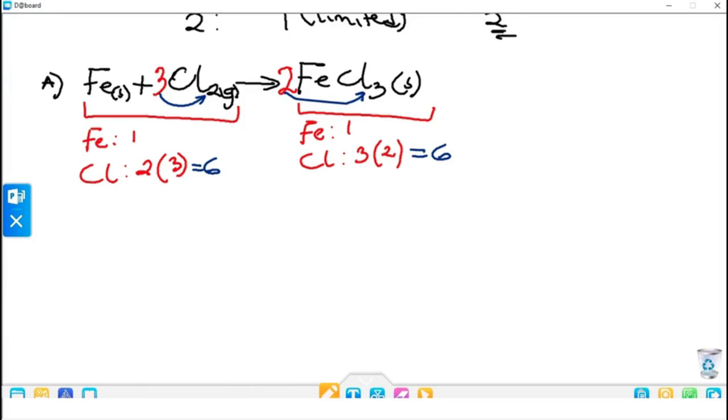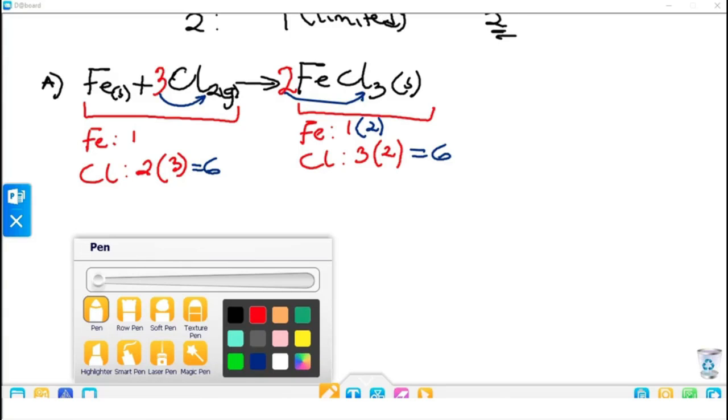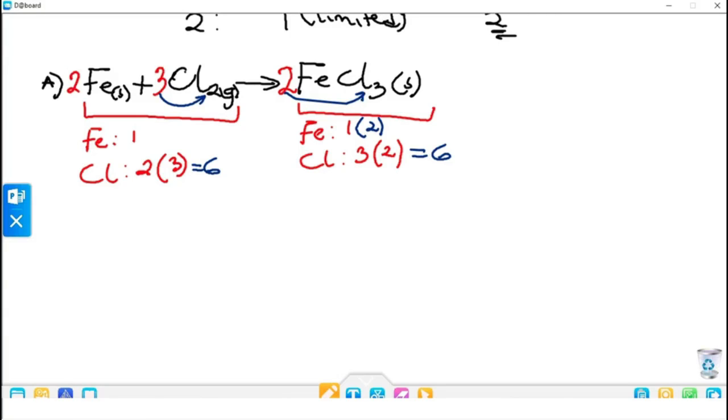But iron has been affected. The 2 we placed in front of iron 3 chloride has made chlorine become balanced, but it has disrupted iron. So iron is no longer 1. It was 1 before, but instead, iron is now 2. So how do we make iron balanced with the 1 at the left-hand side? To do that, we simply put 2 in front of iron. And with this, the equation is balanced.